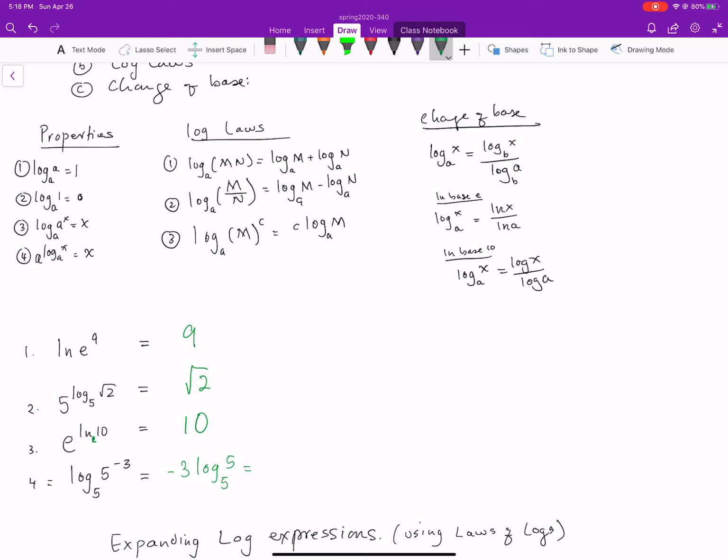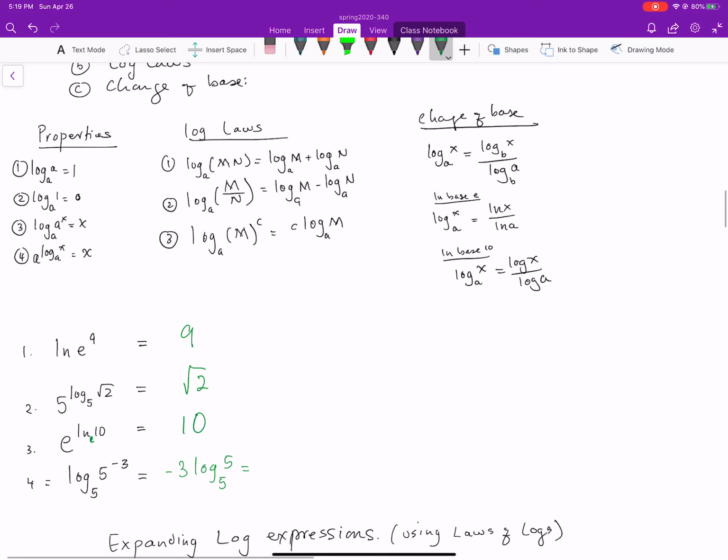We could have done this in so many ways. You could just look at it and ask, to what power should you raise 5 to give you 5 to the negative 3? That's just negative 3. Or you can drop the power in front of the log and it becomes negative 3 log base 5 of 5. And you can apply the property that if you have a log of the same base as the argument, then that is just 1. So it becomes negative 3 times 1, which is negative 3. So in question 4, I applied a mixture of the log and the properties to help me do this.